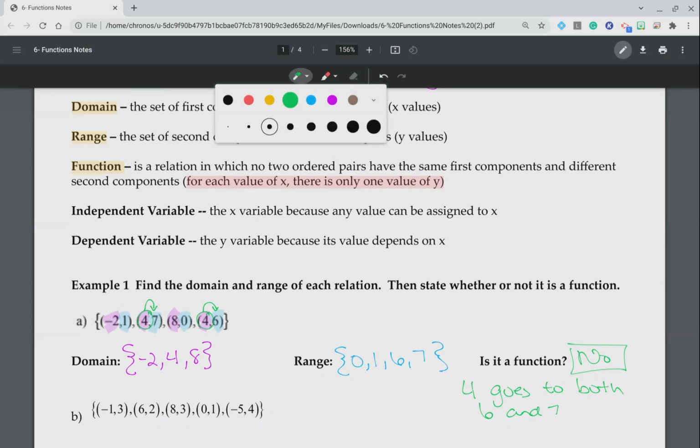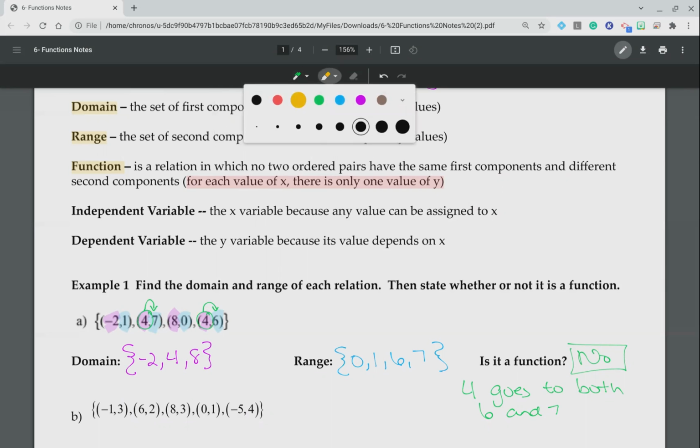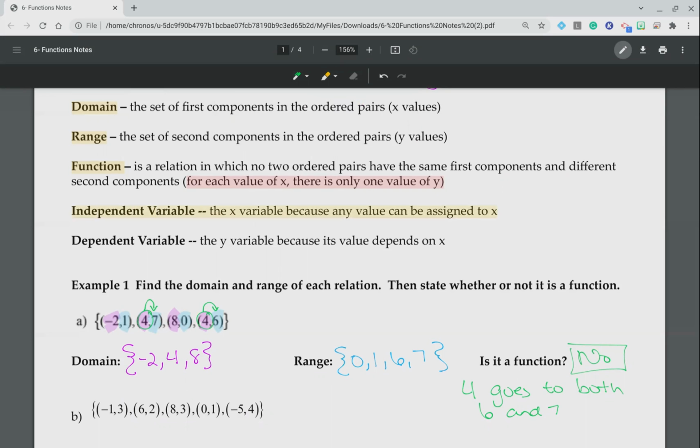Just 2 more really quick definitions. An independent variable is the X variable because any value can be assigned to it. So independent, okay? You can pick any X value. But then whatever you pick for X creates a dependent variable, which is Y, because when you plug in X, you get a Y. So therefore, Y depends on what X is. Okay, so independent is an X variable, dependent is a Y variable.